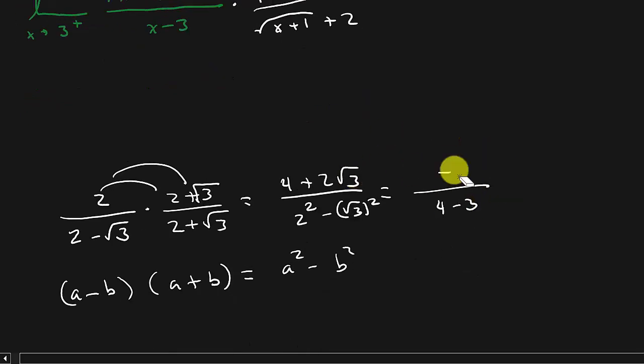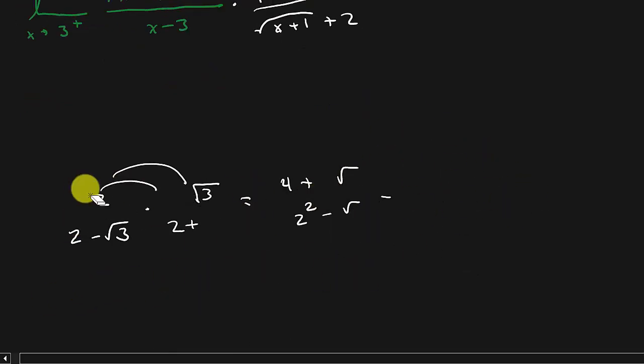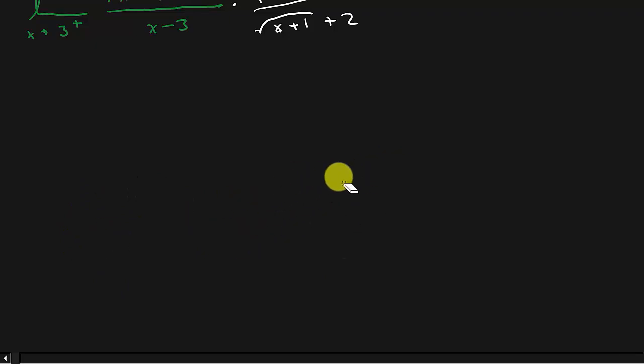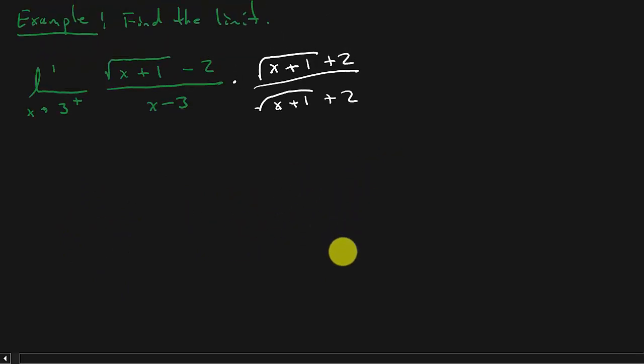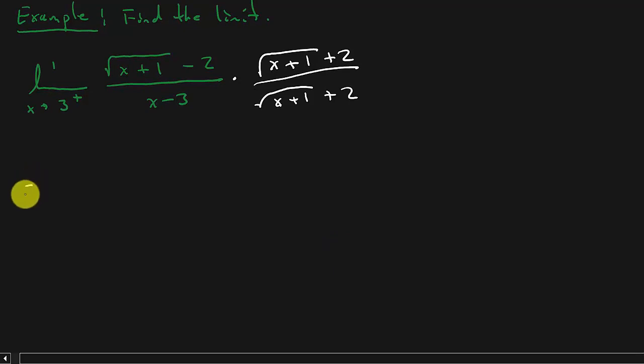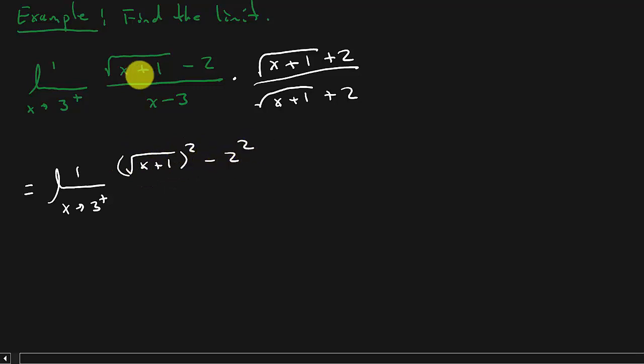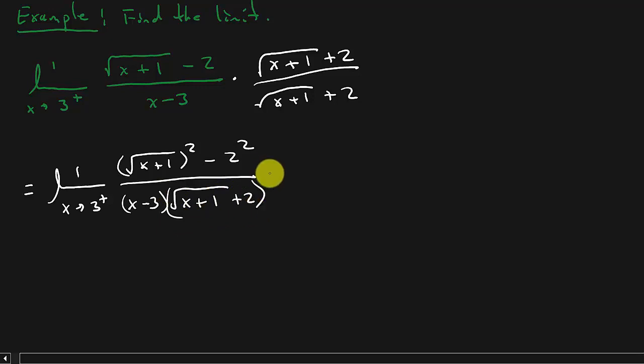All right. So let's see what we've got here. When we do this, we're going to get the limit as x approaches 3 from the right. So remember, this is going to be square root of x plus 1 squared minus 2 squared, a minus b times a plus b, which is a squared minus b squared, over, now this one, don't multiply it out. This is square root of x plus 1 plus 2. Just write them as multiplied together.